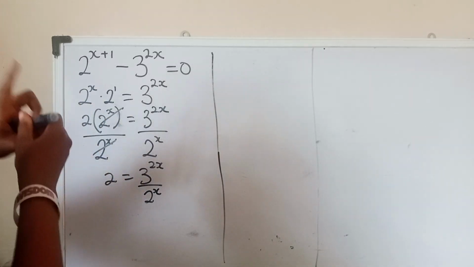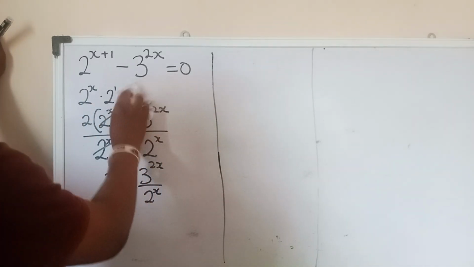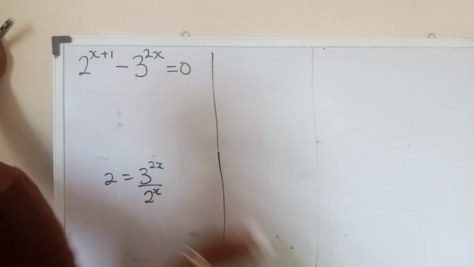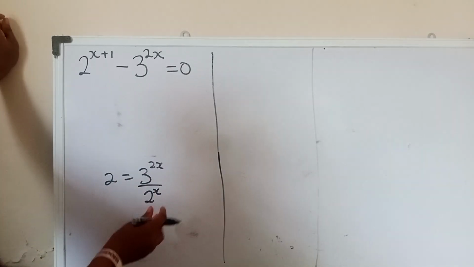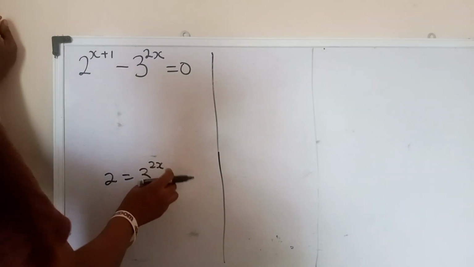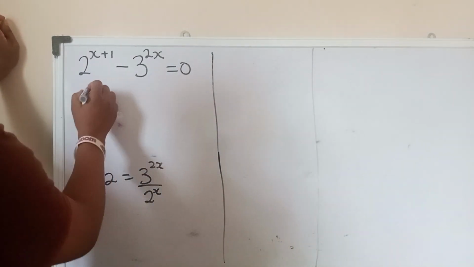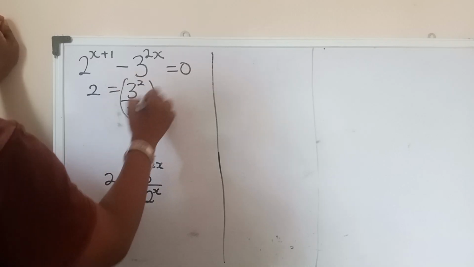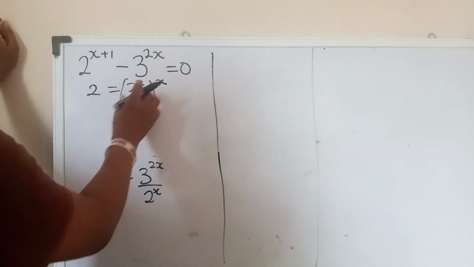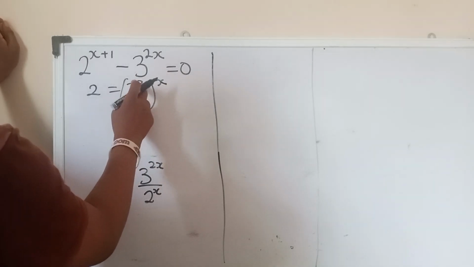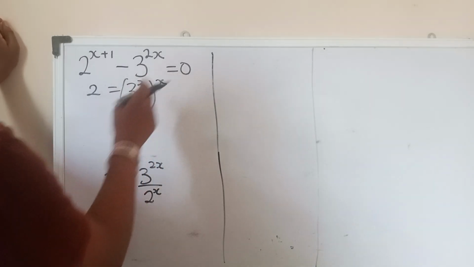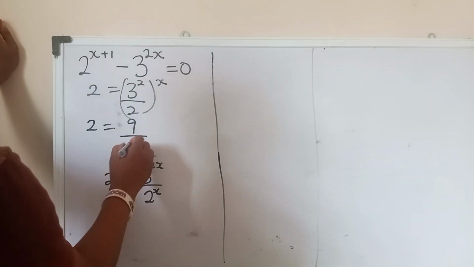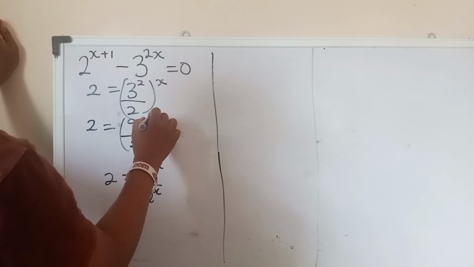So we're going to wipe the top. Okay, so we are going to factorize this x out. So we have something like this, 3 to the power of 2 over 2 to the power of x. If we want to open this up, it will still be 3 to the power of 2x and 2 to the power of x, right? Now this is 2 equals 9 over 2, all to the power of x.